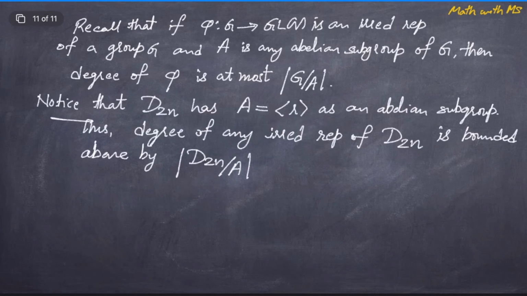The dihedral group D_2n has an abelian subgroup, namely the subgroup generated by the element R. Let us call it A. Thus, the degree of any irreducible representation of D_2n is bounded above by the index of A in D_2n. But we know the order of D_2n is 2n and the order of A is n, so that is 2. So the degree of any irreducible representation of the dihedral group D_2n is either 1 or 2.